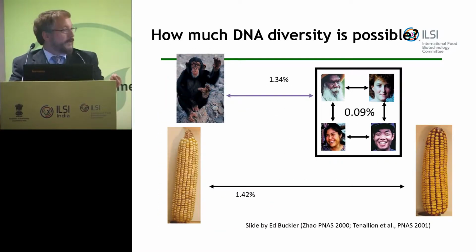So how much diversity is possible? To put it in perspective, Ed Buckler at Cornell University came up with this slide. As different as we are in this room, we're not that different at the genetic level, but we're quite different from the nearest relatives, which are the chimpanzees. On the other hand, any 2 inbreds of maize are more different than people and chimpanzees. So the tolerance for DNA diversity is quite large.